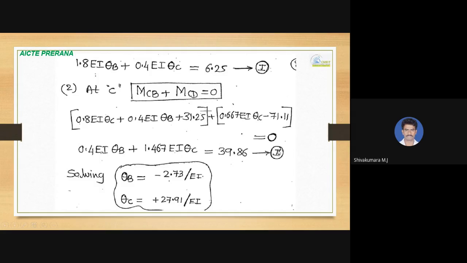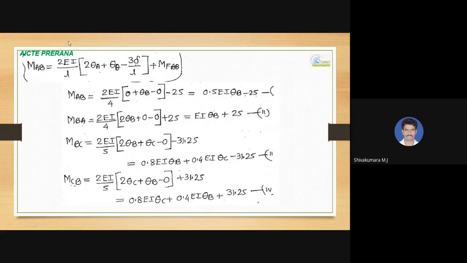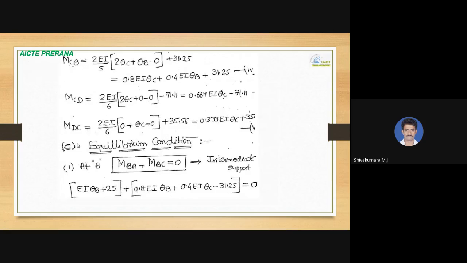So have a look at these two equations. Theta B and theta C are the unknowns. If you solve these two equations, you are going to get the value of theta C and the value of theta B. It is minus 2.73 and plus 27.91 divided by EI respectively. Substitute the values of theta C and theta B in these equations. Here you substitute the value of theta B, you will get MAB. Here you substitute the value of theta B, you will get MBA. Like that, keep substituting the values of theta B and theta C. You will get MBC, MCB, MCD, and MDC.